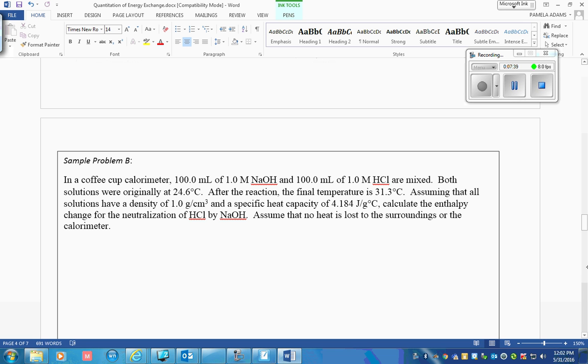I'll let you read the problem on your own. We'll start out with a balanced chemical reaction. We have added a base, NaOH, and mixed it with an acid, HCl, and together this neutralization reaction forms a salt and water. And there is the balanced reaction, right? And they tell us, please find the enthalpy change for this reaction. So we're going to find the delta H of this reaction.